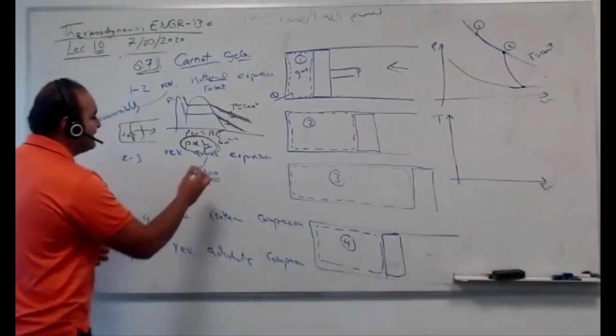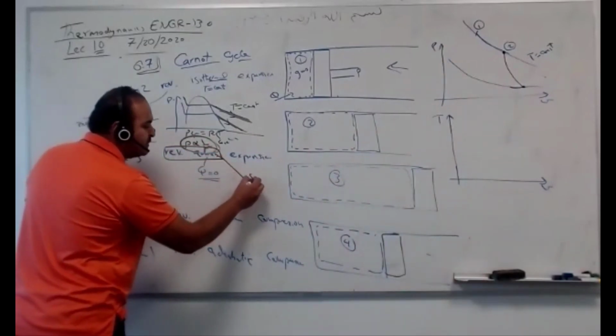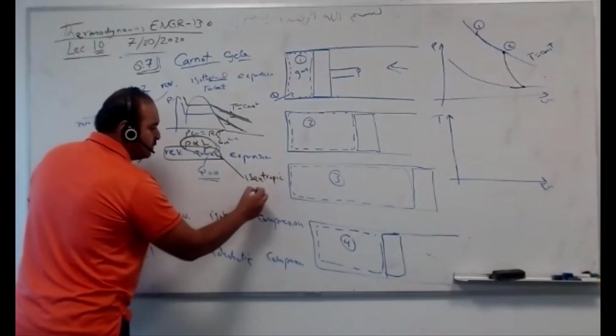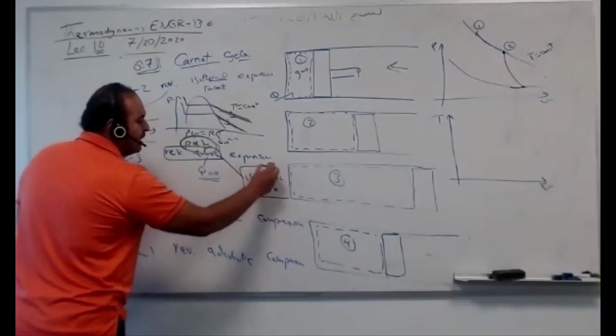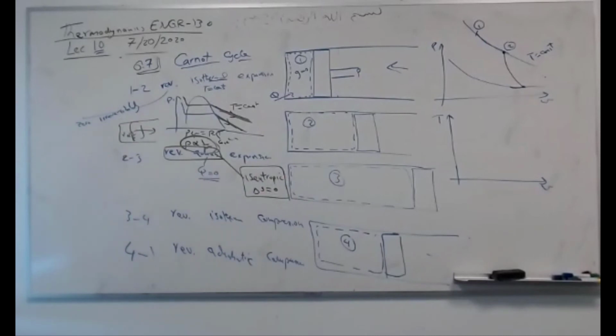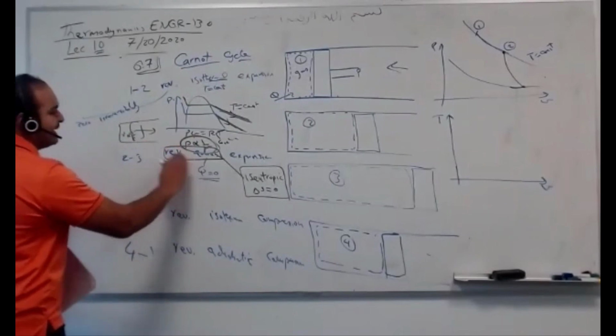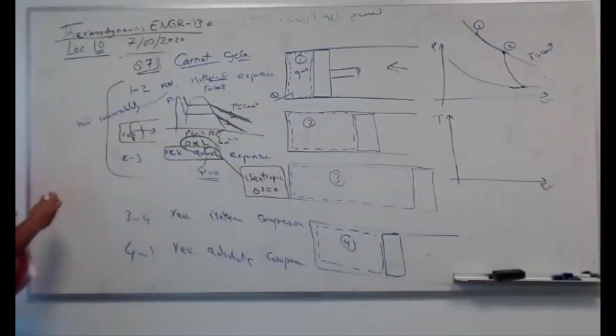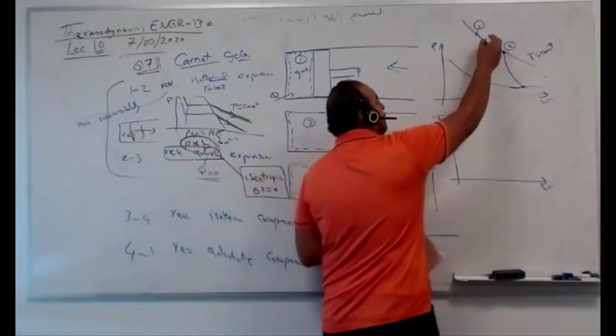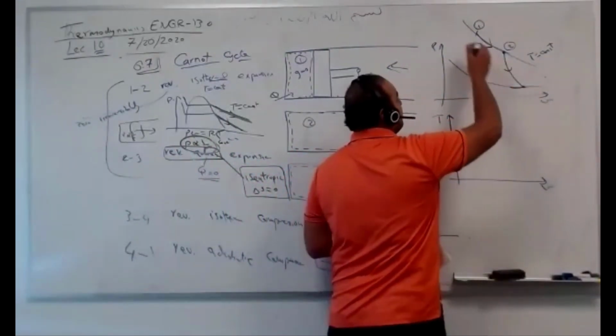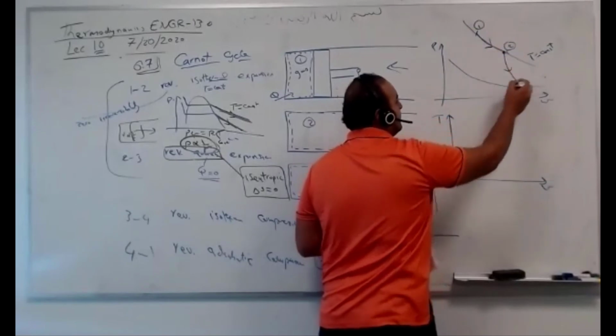Reversible adiabatic, we call it isentropic. This is called isentropic. Isentropic means the entropy is the same. We're going to discuss it next lecture. Adiabatic and reversible is called isentropic. So the Carnot cycle has reversible isothermal expansion, reversible adiabatic expansion. 2 expansions. It means volume always increases. But the pressure drops from 1 to 2 to 3.